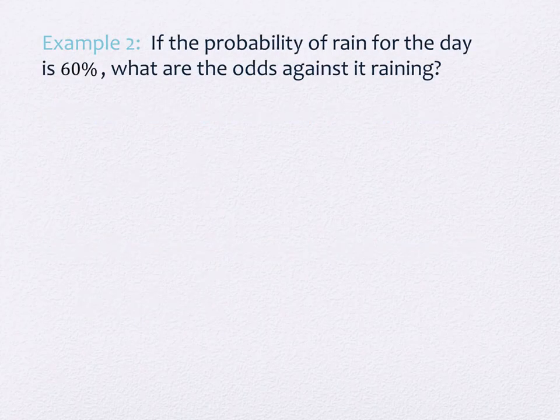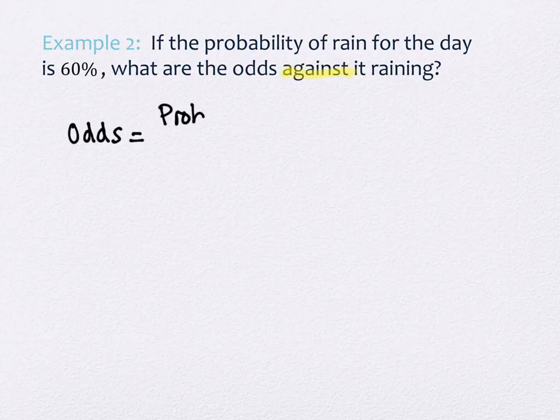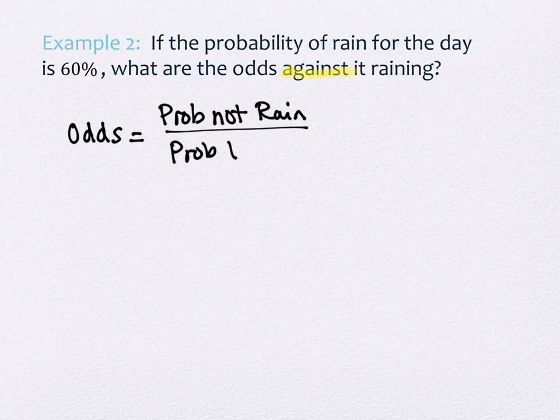So taking a look then further, let's do my rain example. The probability of it raining is 60% or 0.6, if we write that as a decimal. What are the odds? And then you have to be careful. This one now says against it raining. Odds against. Well, the odds against it raining mean that we're looking for the probability that it does not rain compared to the probability that it rains.